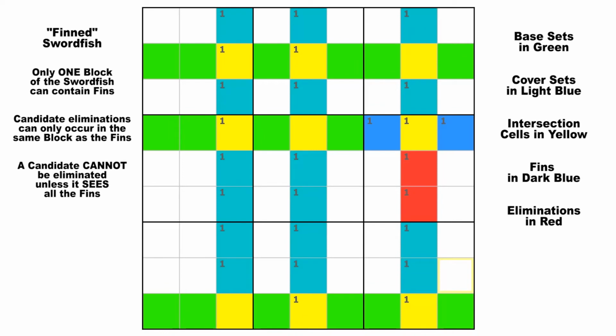If an otherwise perfect swordfish is spoiled by the presence of one or more fish digit candidates in one or 2 of the base sets, these extra candidates are called fins. When this happens, it is still possible to make candidate eliminations, but only according to the following 6 rules.